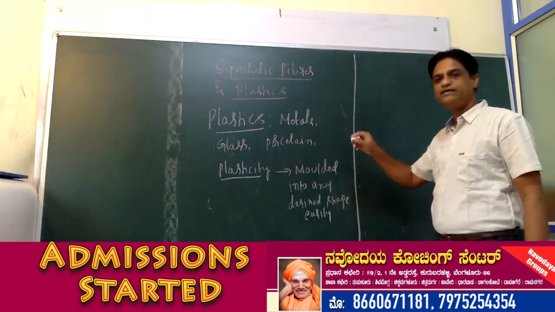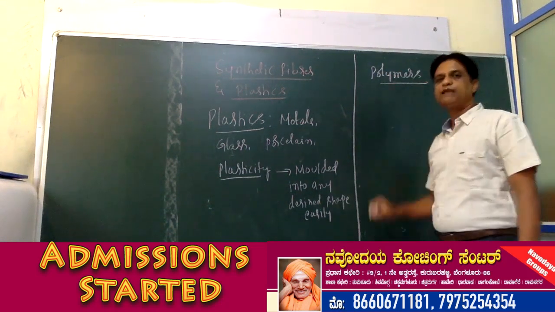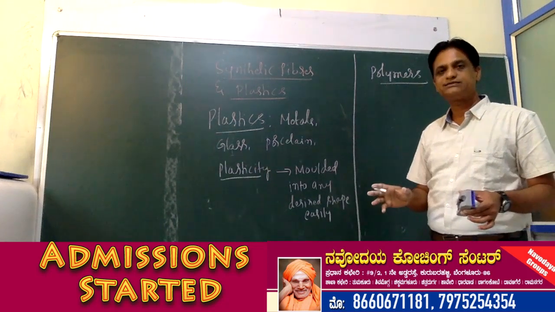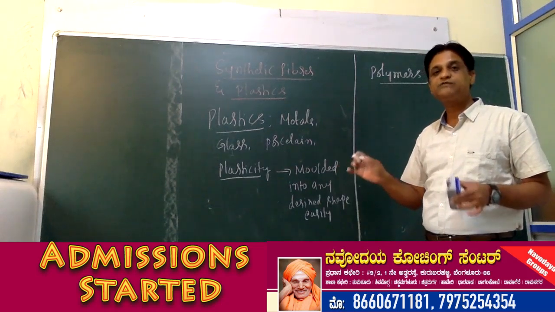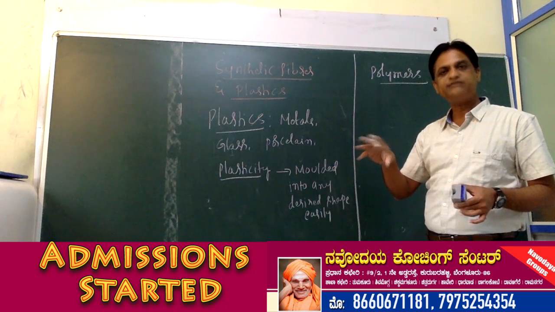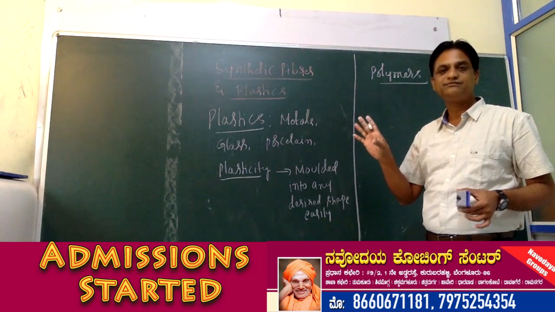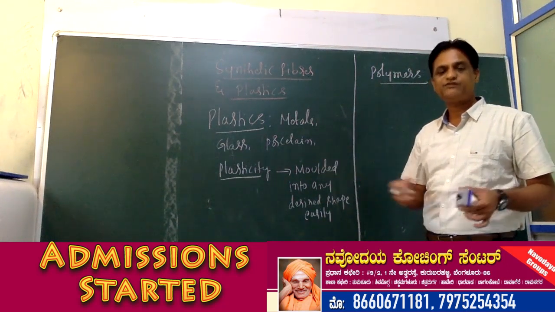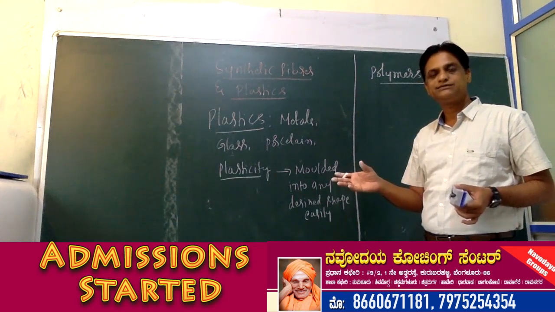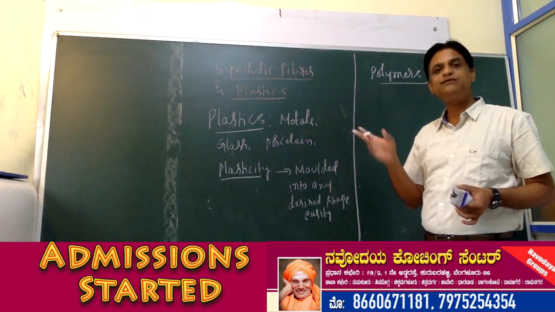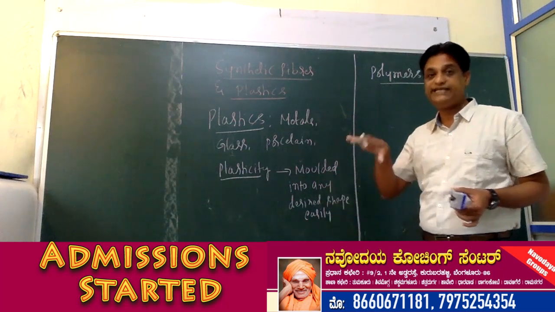So like fibers, plastics are also polymers. Plastics are the polymers which possess plasticity in molten state and can be molded into any desired shape easily. So what are plastics? If the question is asked, we can write: plastics are polymers which possess plasticity in molten state and can be molded into any desired shape easily.